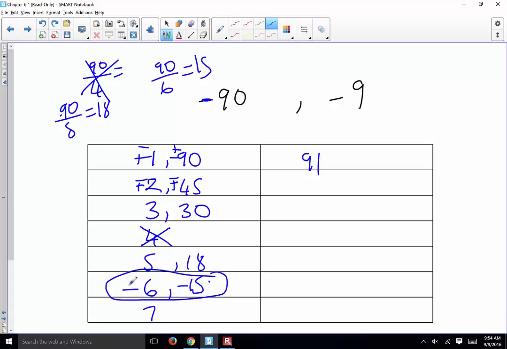It was positive 6 and minus 15. This makes minus 90 when you multiply, but when you add them it makes minus 9. This is the right pair, and there is only one pair that can make this, okay? Alright? You need to go slowly sometimes if you are struggling.